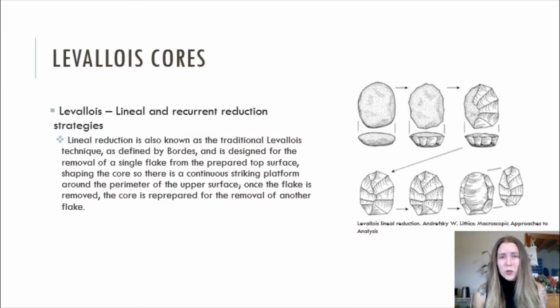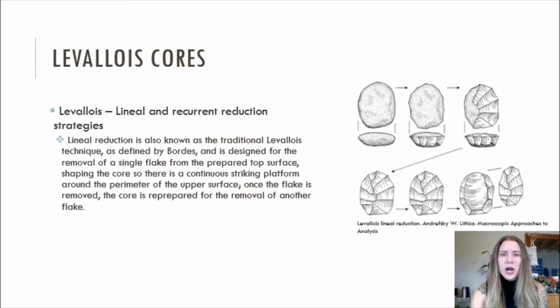Bipolar cores are often highly exhausted as well, partially contributing to this amorphous shape. Briefly mentioned before, Levallois cores are present in the Middle Paleolithic Mousterian. They're also highly specialized in reduction strategy, and so I thought I would talk about these a little bit more in depth. Specifically, there are two different Levallois strategies referred to as lineal and recurrent reduction.